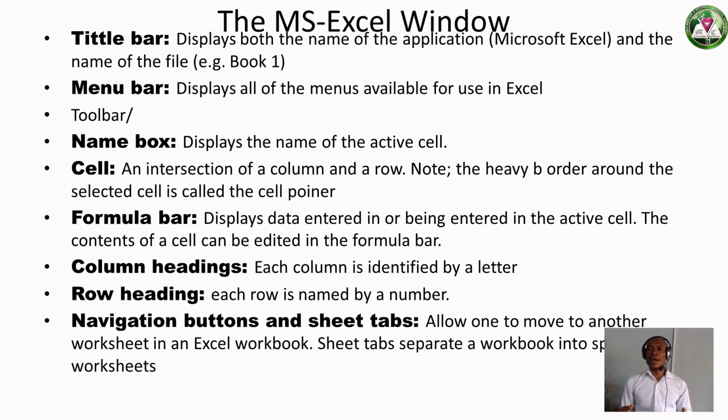Now, the next bar after the title bar is the menu bar. The menu bar will display a list of menus available for use in Excel. Now, if you are using 2003 Windows, you see that you have two bars. But if you are using 2007, 2010, you see a ribbon there.